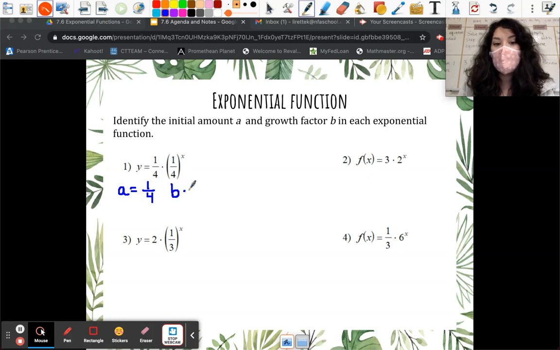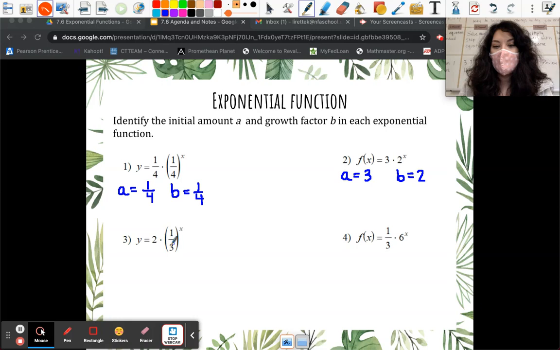Our growth factor is also 1/4, but specifically in this function, it is the 1/4 in the parentheses. It's the base of your power. You can almost think of B standing for base. Let's take a look at number 2. My initial amount A is going to be my coefficient of 3, and my growth factor is 2. Okay, your growth factor is just your base.